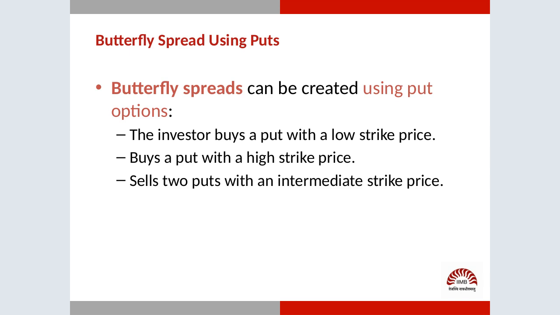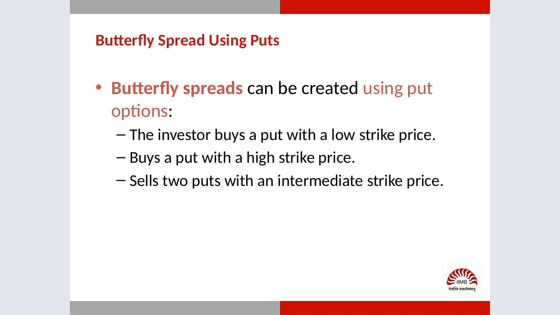Now you can also do a butterfly spread using put options. Whatever you did with the call, you will do with the put. You will buy two puts, one with a low strike price and one with a high strike price, and sell two puts at the intermediate strike price, or that is one structure. The other structure is you sell a put with the low strike price, sell a put with a high strike price, and buy two puts in the middle with an intermediate strike price.